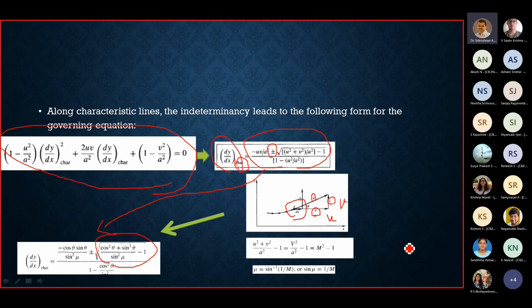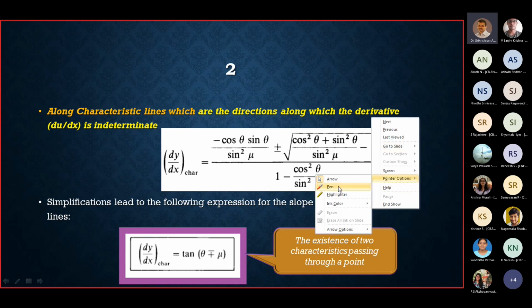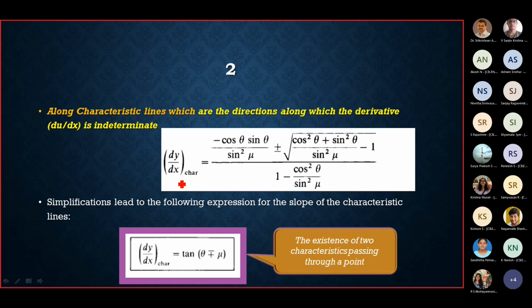Okay, so the dy/dx, what we are now talking about is the slope of the characteristics. So they can be determined using this relation. I've just copied the same equation here from the previous slide. dy/dx equals cos θ sin θ by sin²μ plus or minus. This plus or minus is what gives two solutions. Two solutions means at the same point I can have two slopes, right? Which in turn means that at any given point A, you can have two characteristic lines.